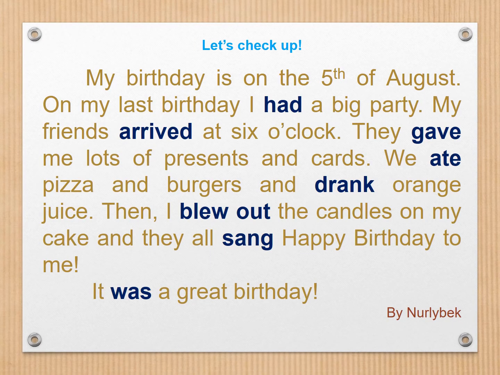Let's check up. My birthday is on the 5th of August. On my last birthday, I had a big party. The verb had. My friends arrived at 6 o'clock. The verb arrived. They gave me lots of presents and cards. The verb gave. We ate pizza and burgers and drank orange juice. There we have two verbs, ate and drank. Then I blew out the candles on my cake and they all sang Happy Birthday to me. There we have two verbs, blew out and sang. It was a great birthday. The verb was. Thank you.